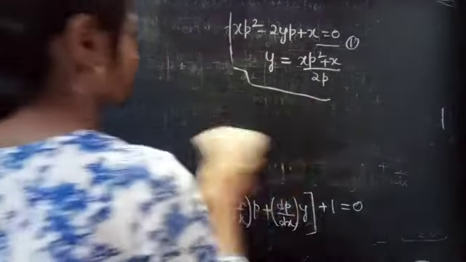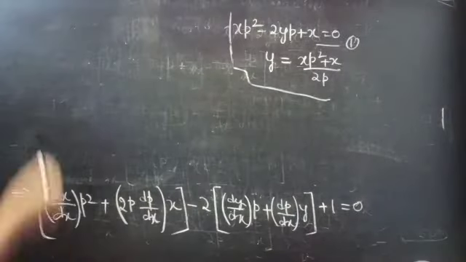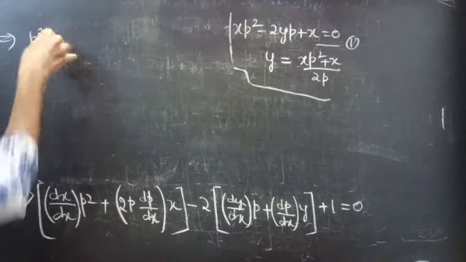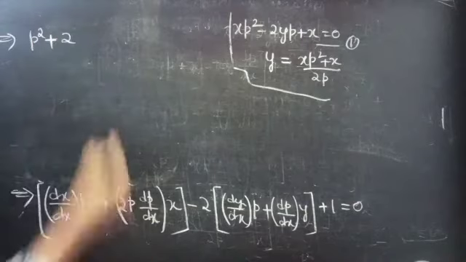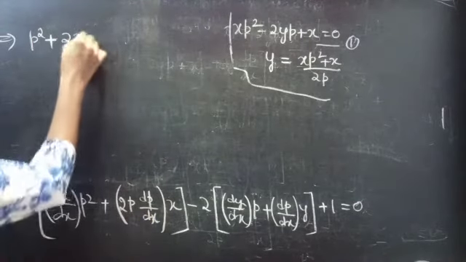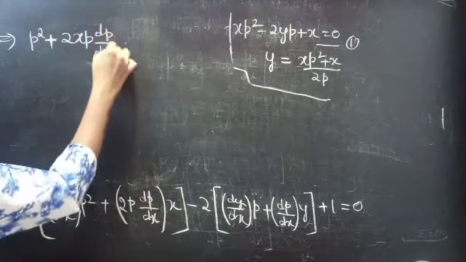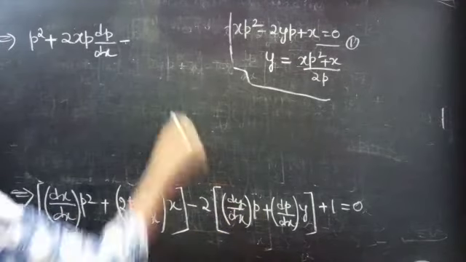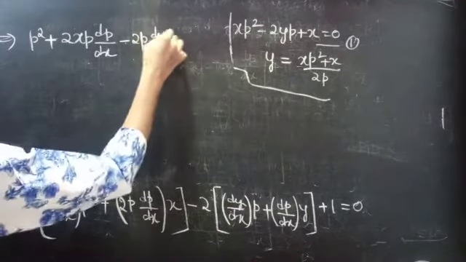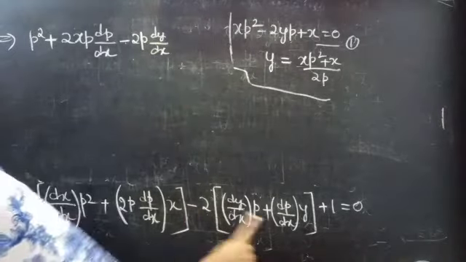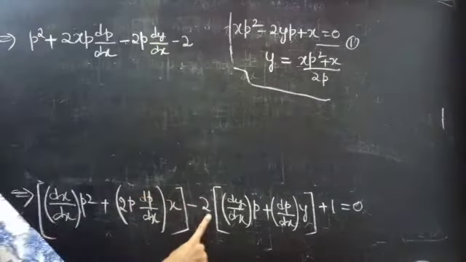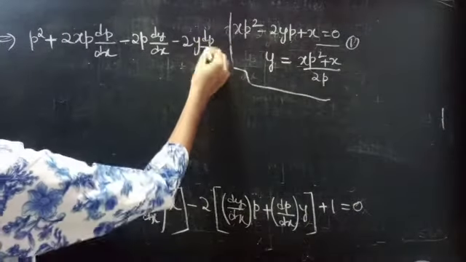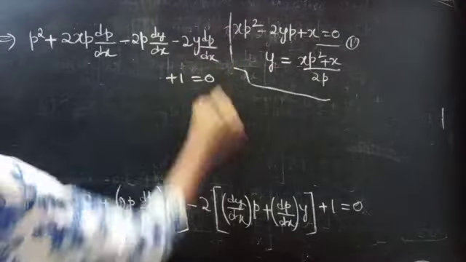Okay, this becomes dx by dx is 1. 1 into p square is p square, plus 2p into x is 2xp into dp by dx, minus 2p dy by dx, minus into plus minus 2 into y into dp by dx, plus 1 equals 0.